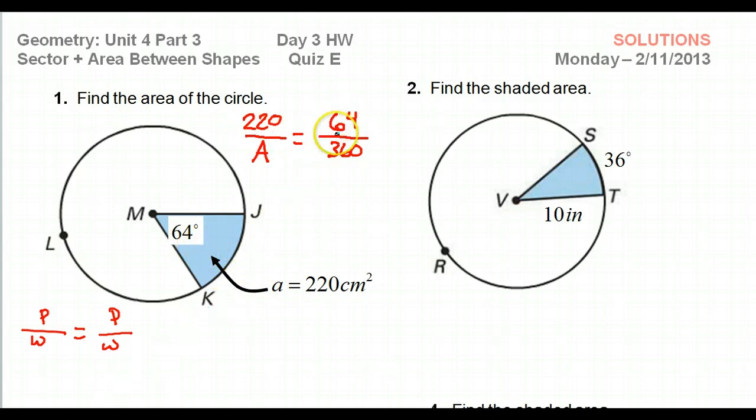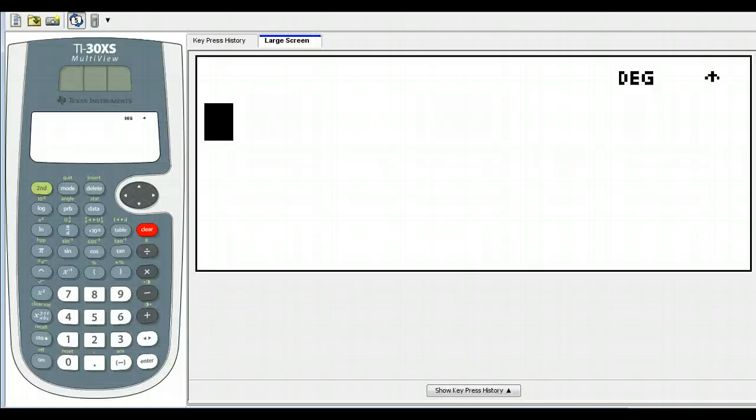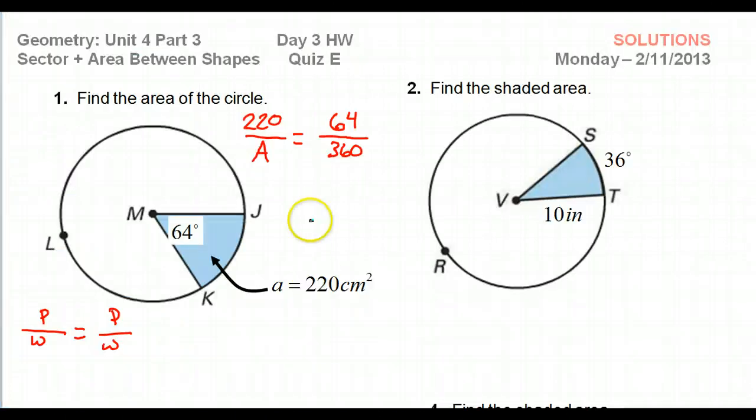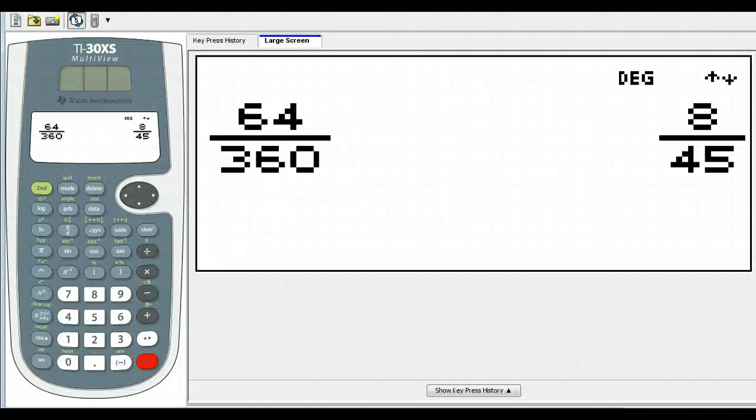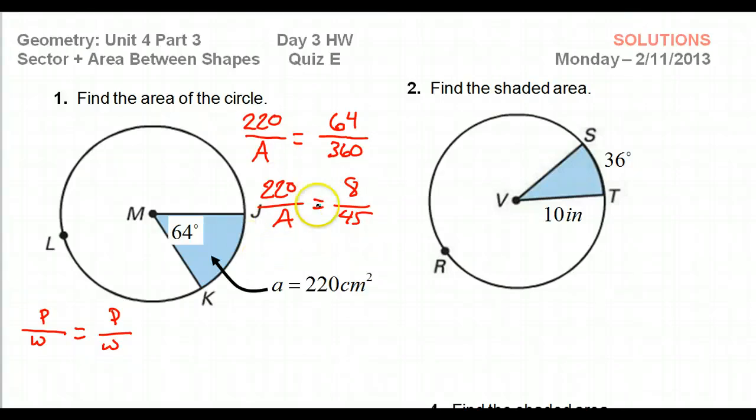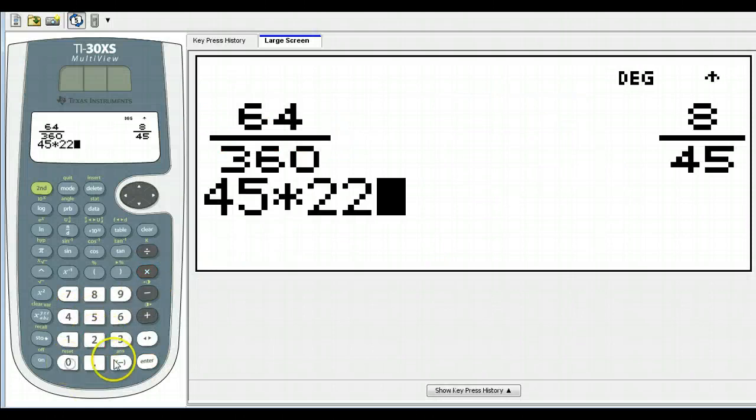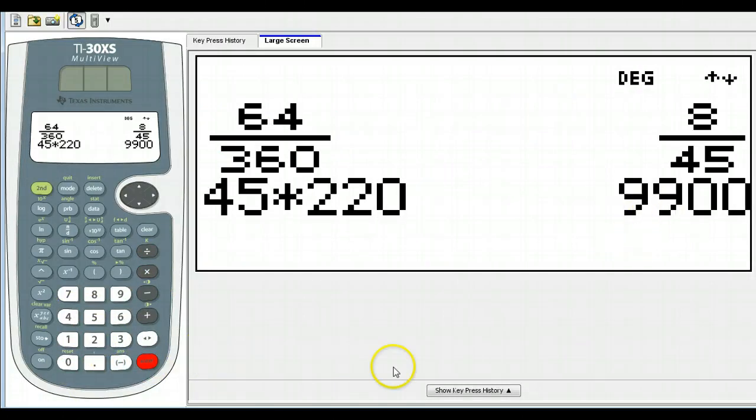Now, I recommend reducing this fraction before we cross multiply. So 64 over 360, that's 8 over 45. So that means we have 220 over A equals 8 over 45. Now we can cross multiply. So 8A will equal 45 times 220, which is 9,900.